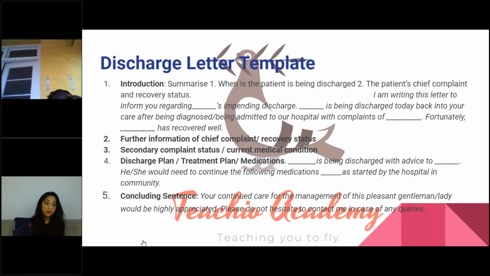Okay, you can also write he or she would need to continue the following medications as started by the hospital in the community. For example, if your patient came to you with diabetic ketoacidosis and they were started on insulin, then you write that she would need to continue the insulin as started by the hospital in community. Okay, so you can cut, copy, paste these lines. These are completely correct grammatical sentences which you just need to insert the patient's name or the medications into.